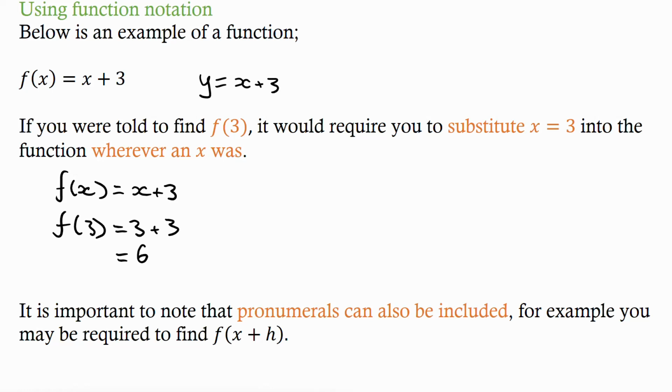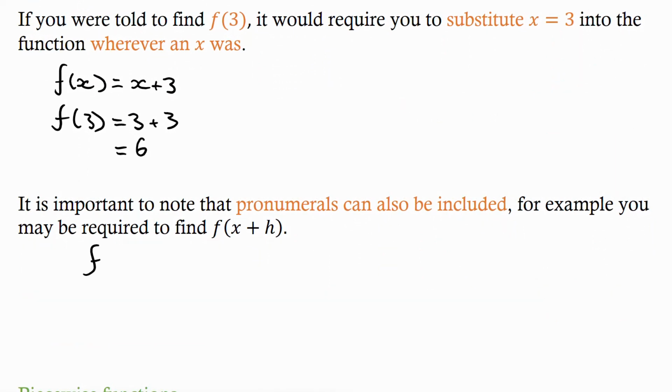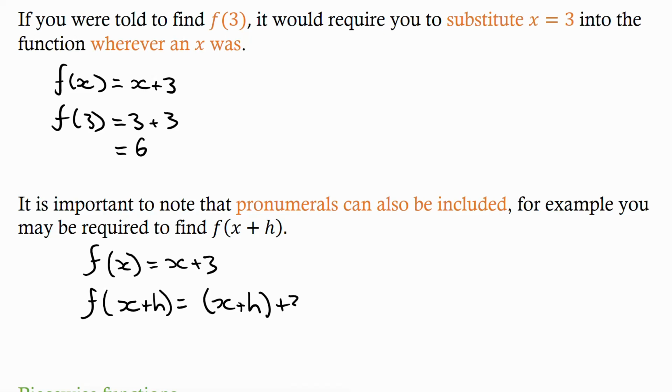Now it's important to note that pronumerals can also be put in here. So you may see questions something like f(x plus h), and it's the same concept. Write down your f(x) equals x plus 3, and then x plus h is going to just be wherever there's an x, it's now an x plus h. So x plus h plus 3. Now be aware, sometimes you'll have to do some expansions. In this case, we didn't have to. It just came out as x plus h plus 3. But let's say you had something like 2x, you would need to expand that out.